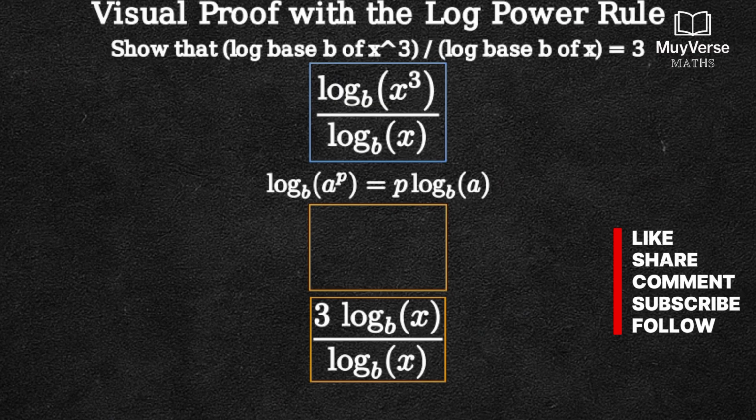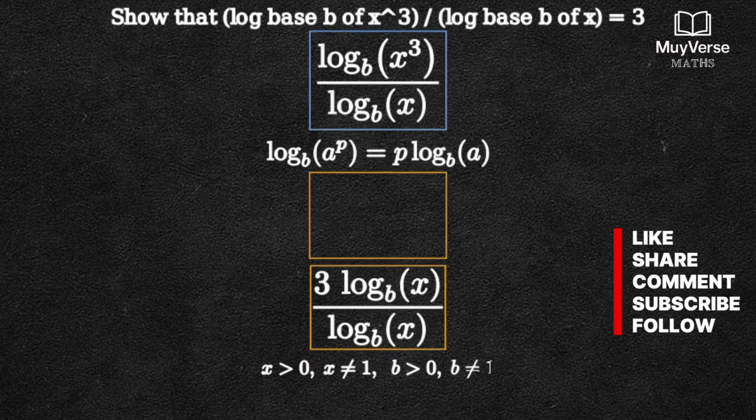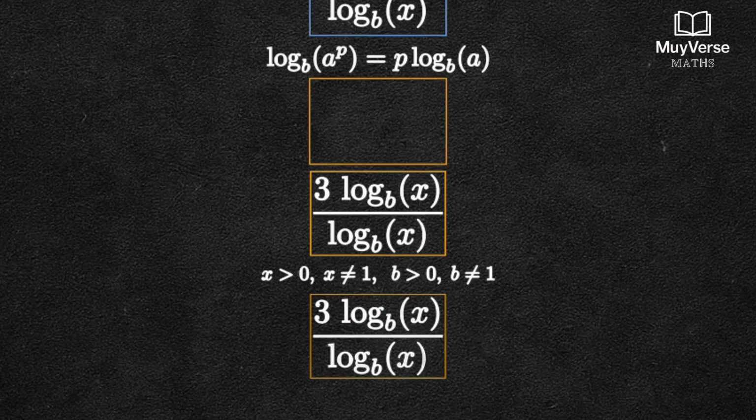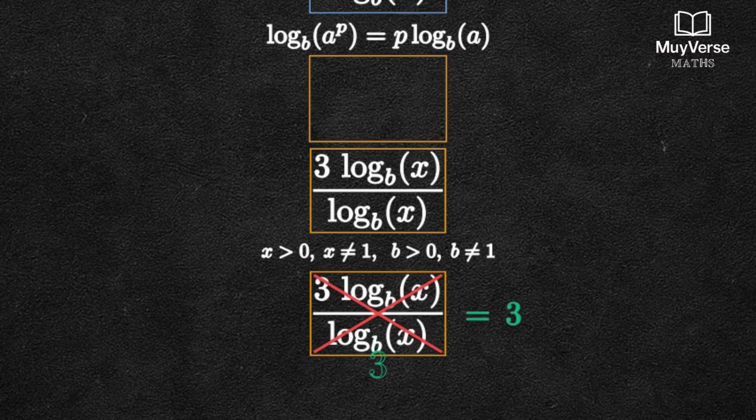Step 4. We can cancel the identical factor log base b of x in the numerator and in the denominator, as long as log base b of x is not 0. That requires x greater than 0 and x not equal to 1, and the base b greater than 0 and b not equal to 1. Now perform the cancellation. Step 5. Therefore, the fraction simplifies to 3.